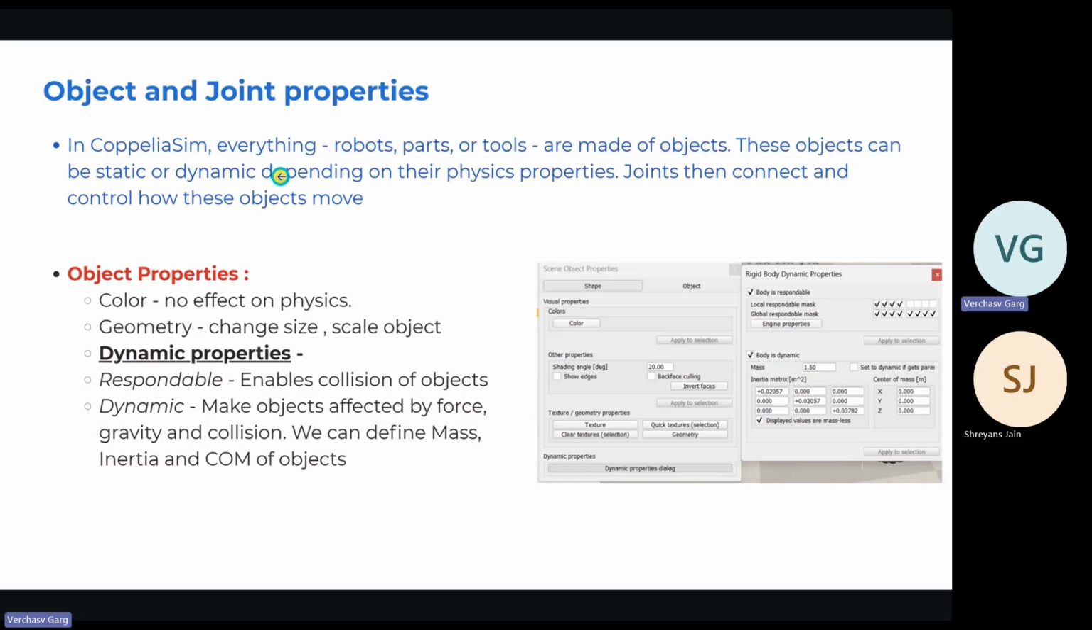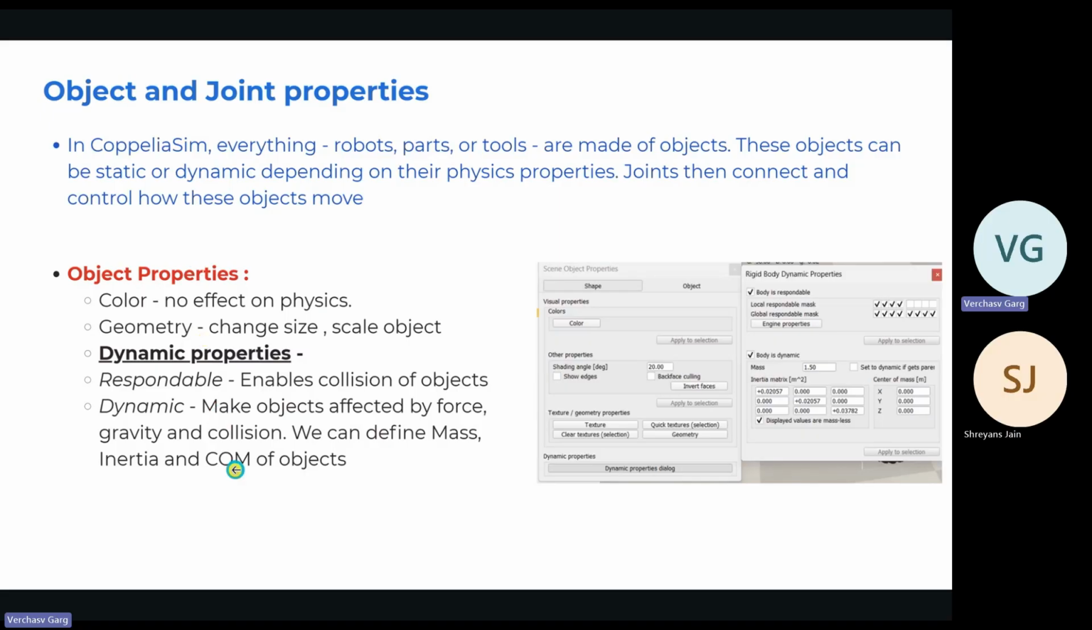Now objects and joints. In CoppeliaSim, every element that appears in the scene hierarchy is an object, and joints connect two objects. Can anyone give an example of a joint? Elbow. You can say elbow or any ball joint. Objects and joints have various properties, like physical properties and dynamic properties. I will explain these in CoppeliaSim.